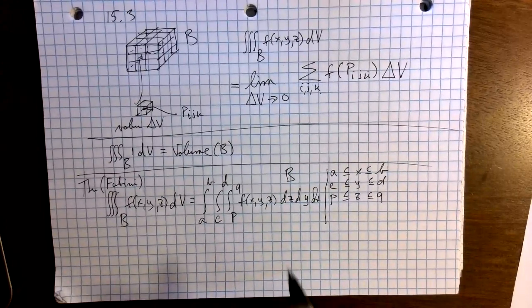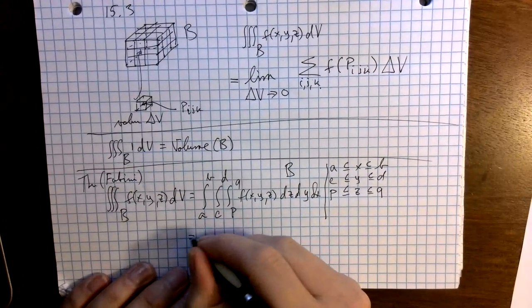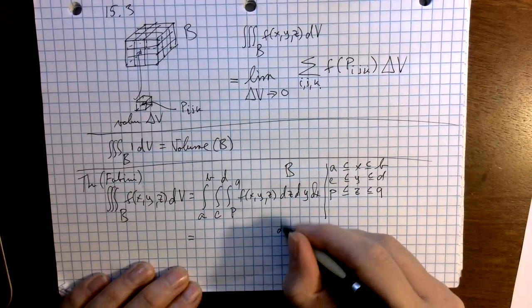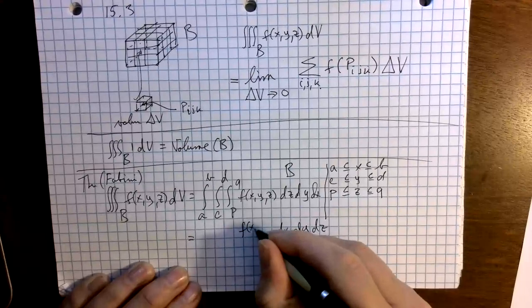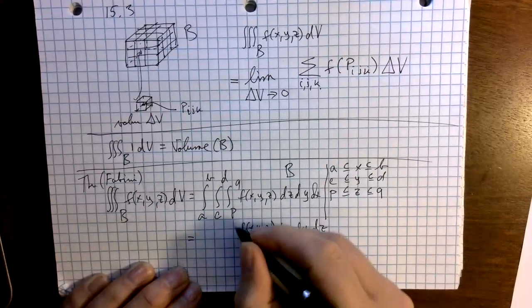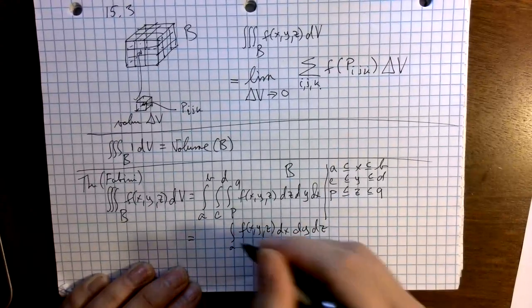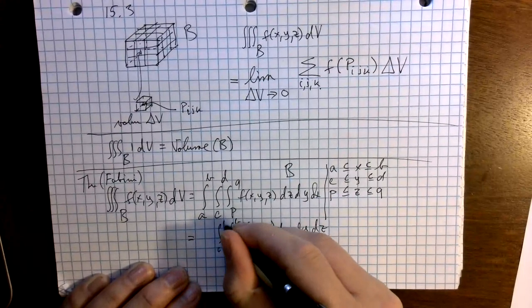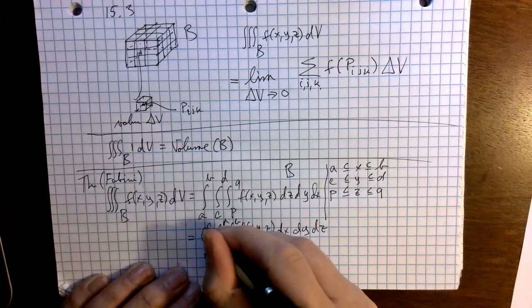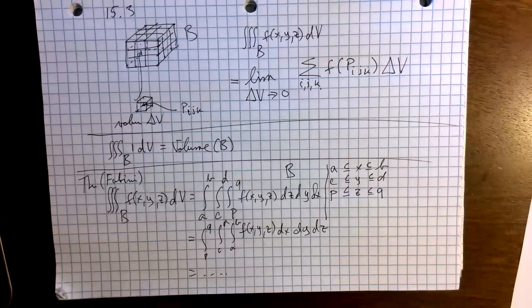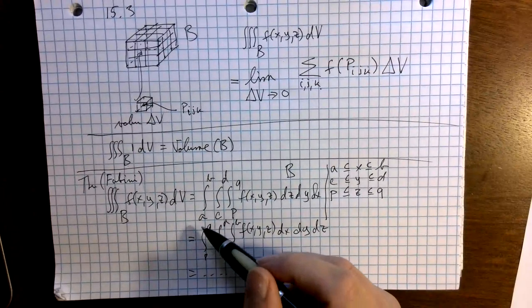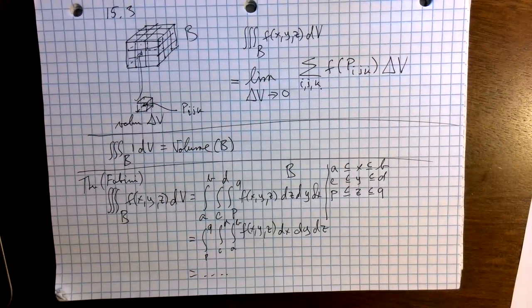Now I can do this in any order that I want. Maybe I could do dx, dy, dz, with x as the innermost one. Well, that's just doing this, right? And the same thing for all the other orders. Again, we can change the order here because A, B, C, D, P, and Q are all constants, right?